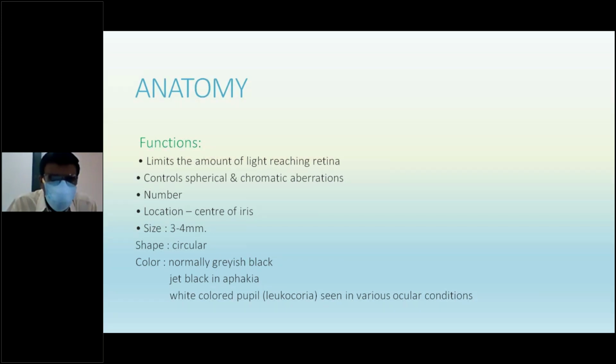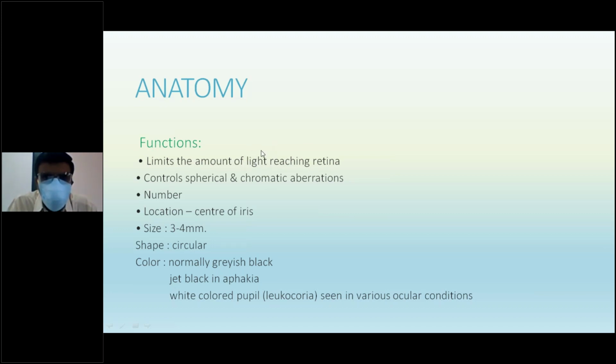Number one, location: at the center of the iris. Size of the pupil is 3 to 4 mm in diameter. Shape is circular. Color is normally grayish black, jet black in aphakia. A white colored pupil is seen in various ocular conditions. The most important function of the pupil is that it limits the amount of light reaching the retina.